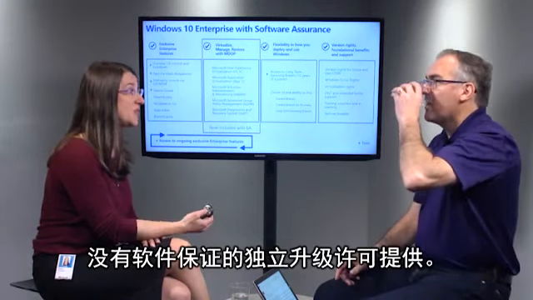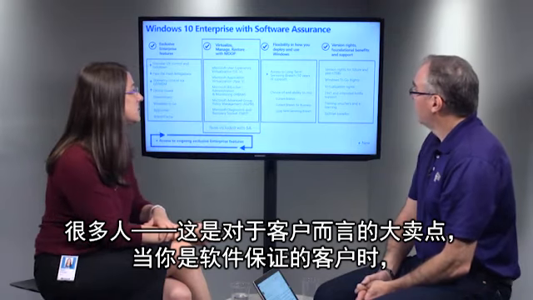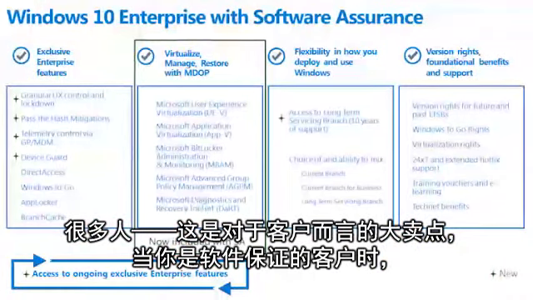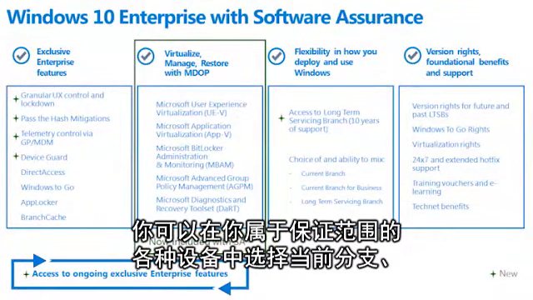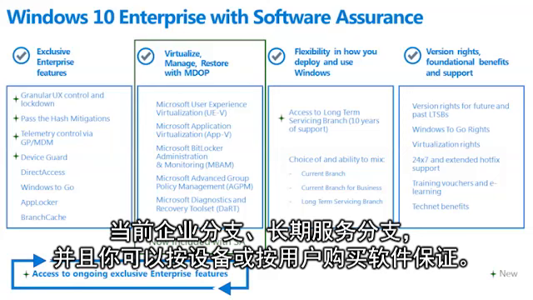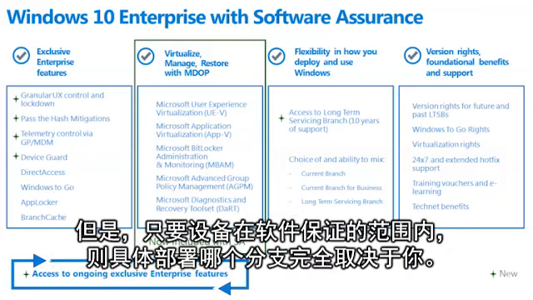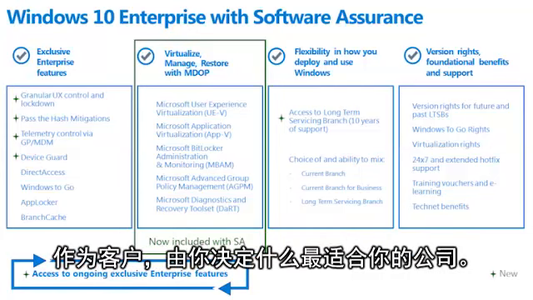You don't get the new features we'll be rolling out, you don't get MDOP, and you don't get the foundational software assurance benefits. In addition, with software assurance, and I think this is the real key, the big selling point for customers, when you're a software assurance customer, you can choose current branch for business or long-term servicing branch across your devices that are covered. You can buy SA by device or by user, but as long as the devices are covered by SA, which branch you deploy is completely up to you as a customer to decide what's going to work best for your company.